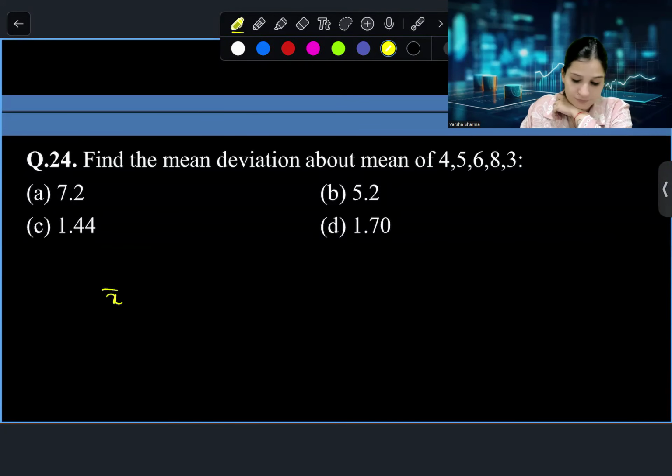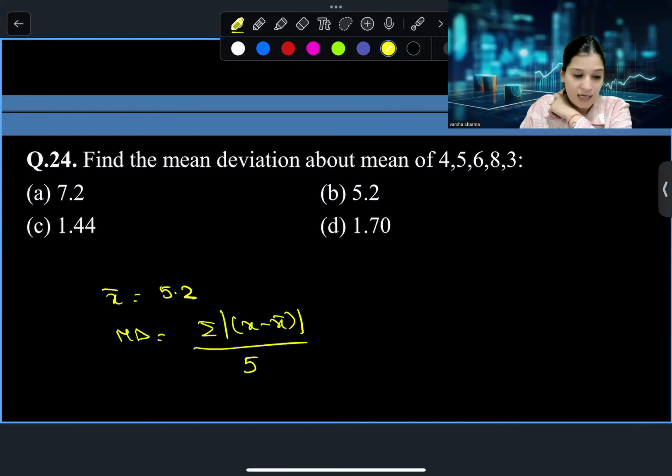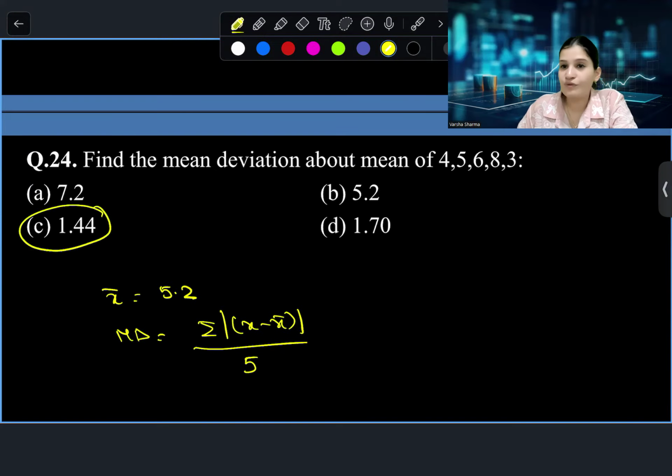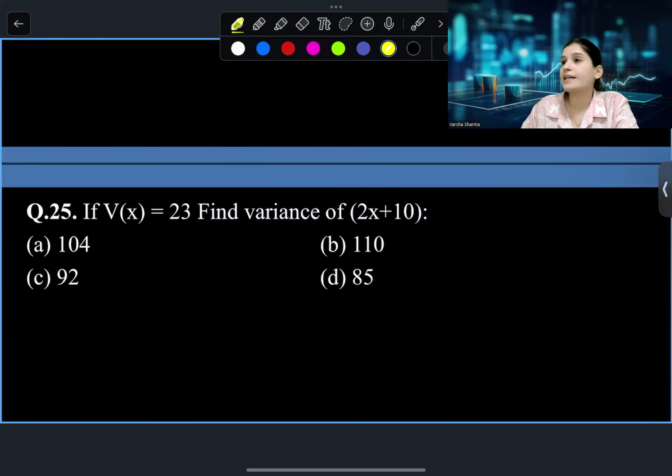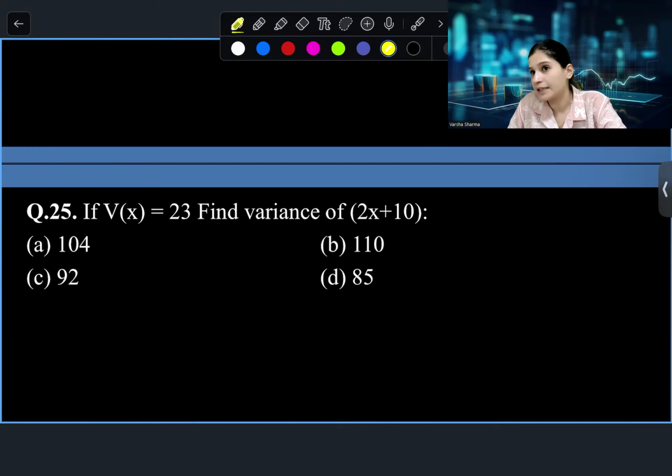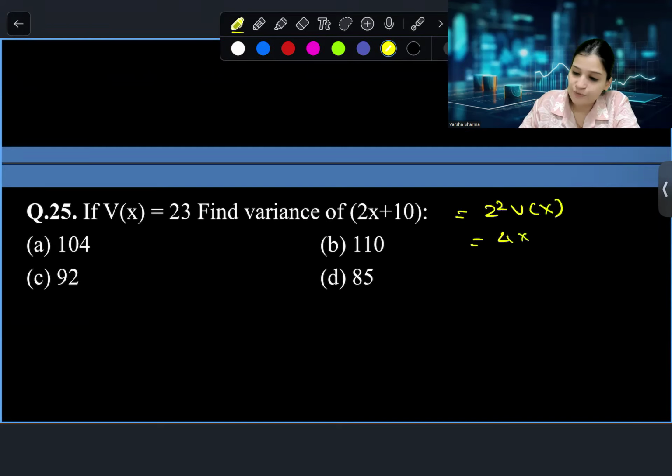Here the mean is 5.2. So mean deviation is summation of absolute value of x minus x bar, by number of observations, 5. Answer, 1.44. If variance of x is 23, then for variance also, if you add or subtract it doesn't matter. But whatever you multiply or divide, that gets squared. So 2 square into variance of x, 4 into 23, 92.